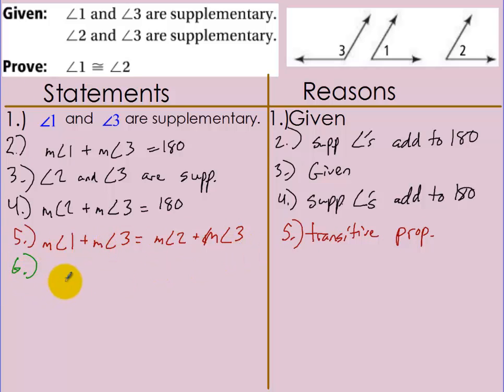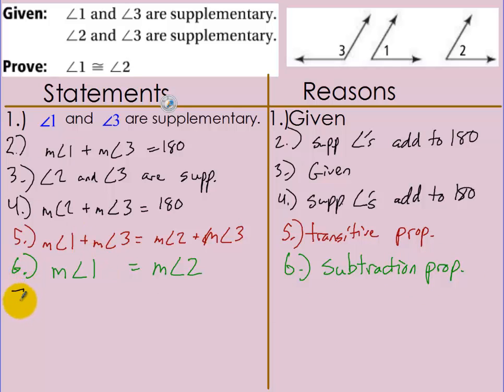Alright, and now step number 6. Well, I have measure of angle 3 on both of them. I can subtract that, so I get measure of angle 1 equals the measure of angle 2. And how do we do this? We can do it through subtraction property of equality.